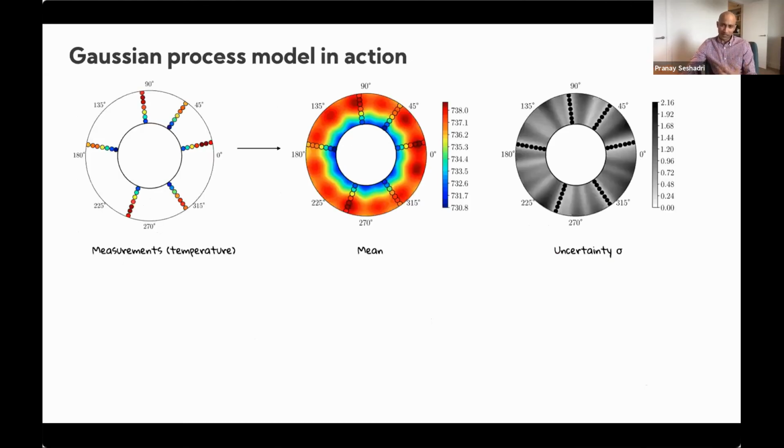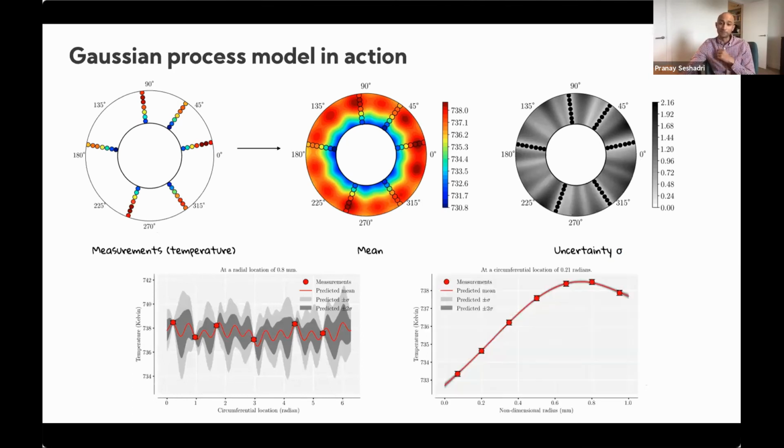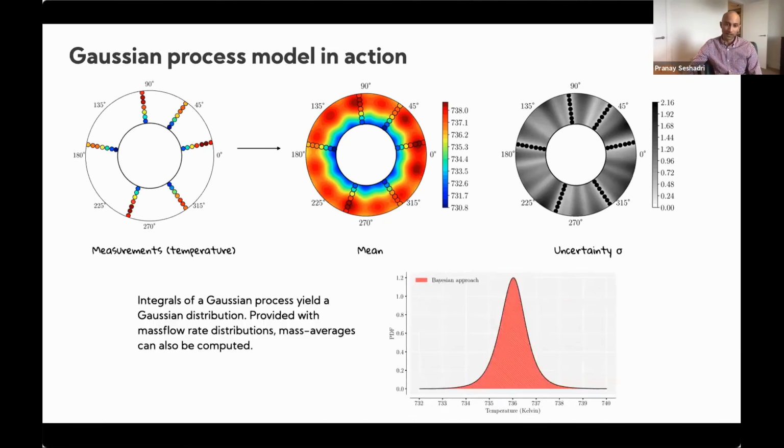So here are just a few snapshots of this model in action. We have measurements, and as I mentioned before, we're able to push these measurements through the model and get an estimate of the spatial mean. This is just a circumferential slice associated with the measurement. More importantly, we're able to get an estimate of the uncertainty. This uncertainty becomes particularly important because we can break it down and really understand what's contributing to the uncertainty that we see along the annulus.